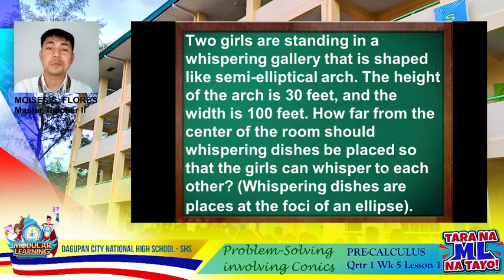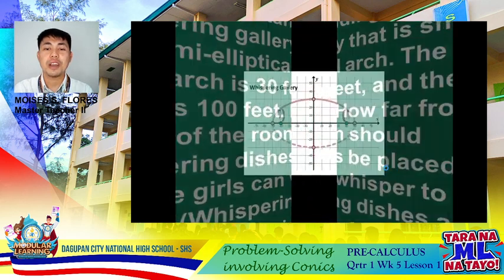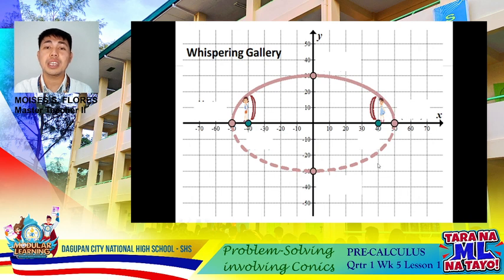Okay, so again, we need to picture out from our given graph here, if this is a whispering gallery, we need to place our ellipse with its center at the origin. Okay, there you have. And of course, from our first given, the width is said to be 100 feet. Now if it's centered at the origin and the width is 100 feet, that means 50 feet from the right. That will serve as our vertex. And then of course, 50 feet on the left. So our vertex there is negative 50 and 0.